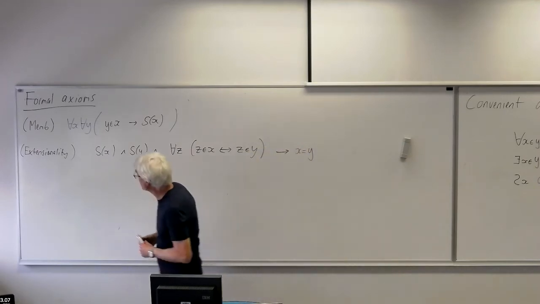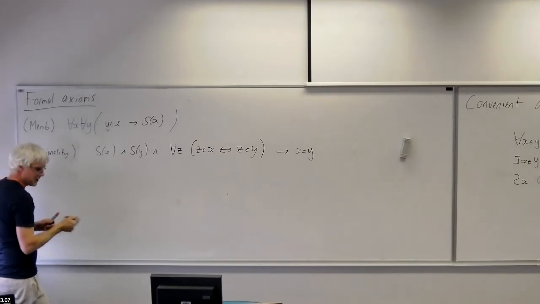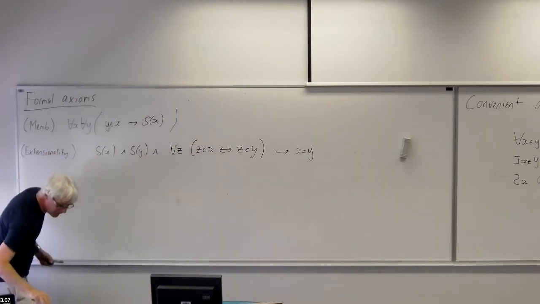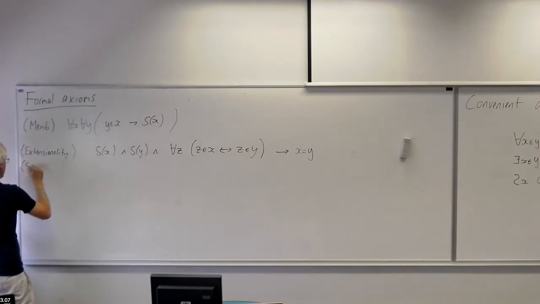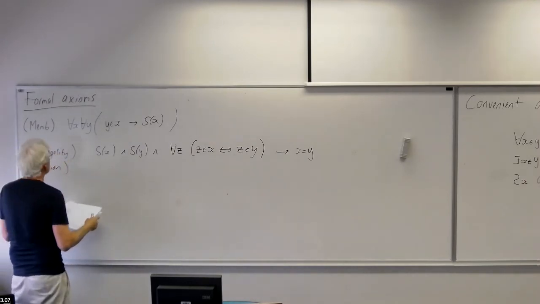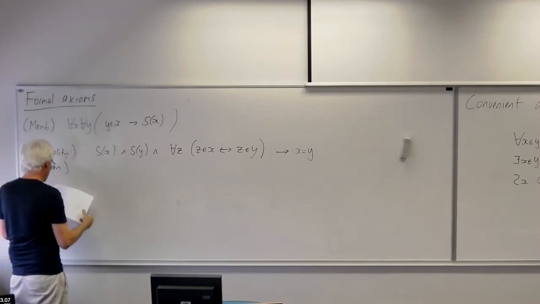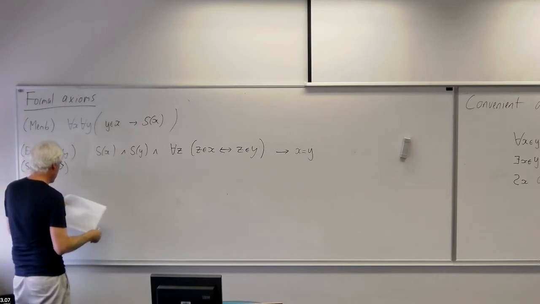I left a bit too much space there, because I did want to squeeze the axioms onto one board, but I shall just squeeze things up a bit now. So then we have the separation axiom. These axioms are all ones that, apart from membership, which is just about how we use the language, we've stated informally already in the first lecture.